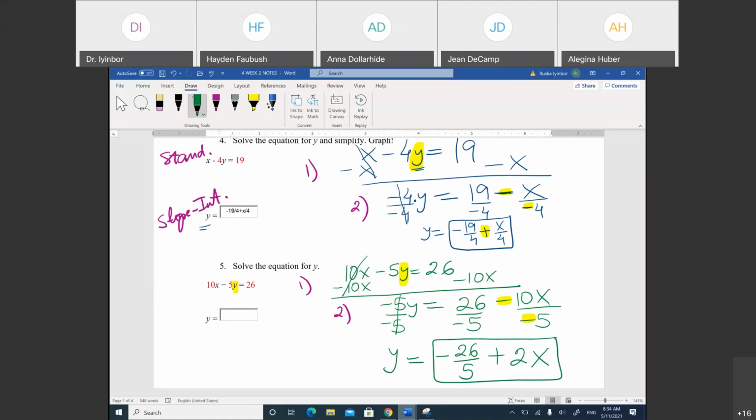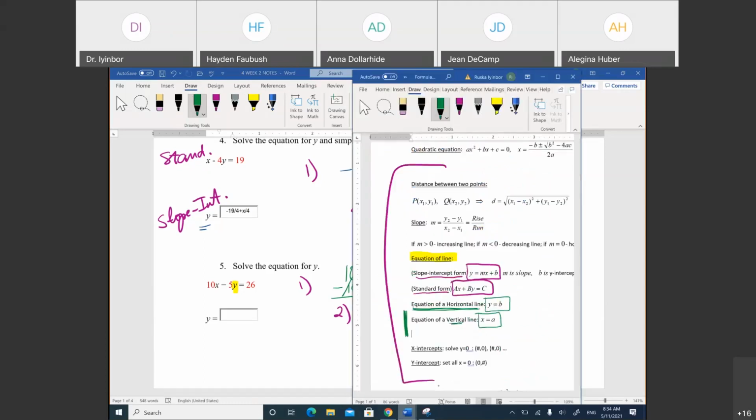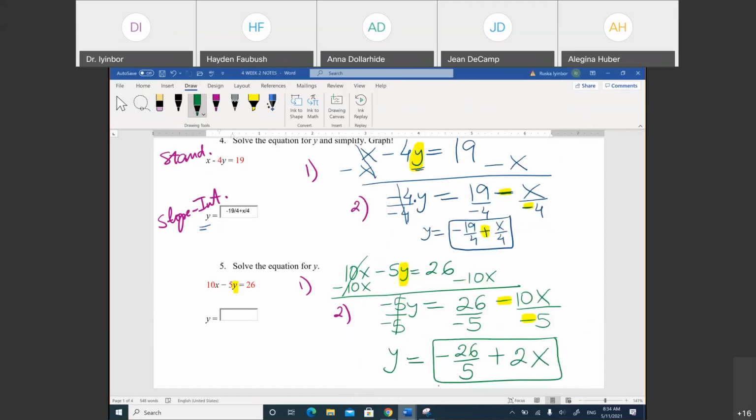You can put it like this, or you can put 2x first, because if you look at the equation here, technically in slope-intercept form, x is in front, right? And then the number by itself. Technically it doesn't matter, but you can put it like that if you want. So my answer here is going to be... WebAssign is going to say both of those are right, but I'm just going to switch it right now. Minus 26 over 5, like that. Okay? Any questions on how we get slope-intercept form from standard form?